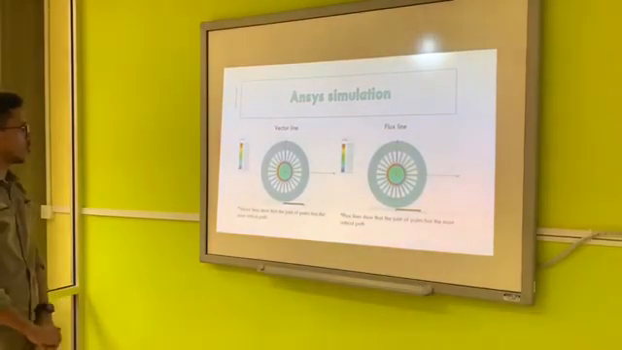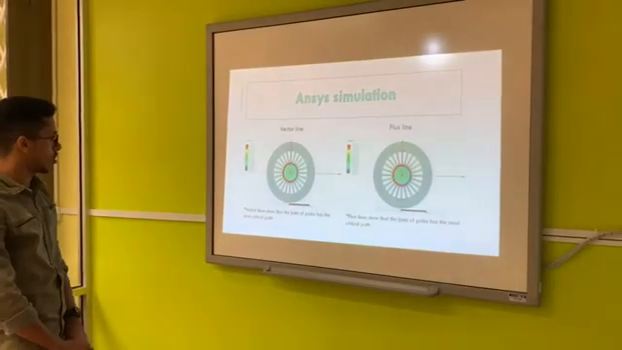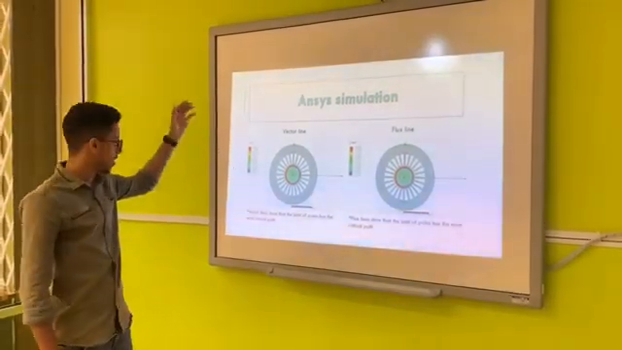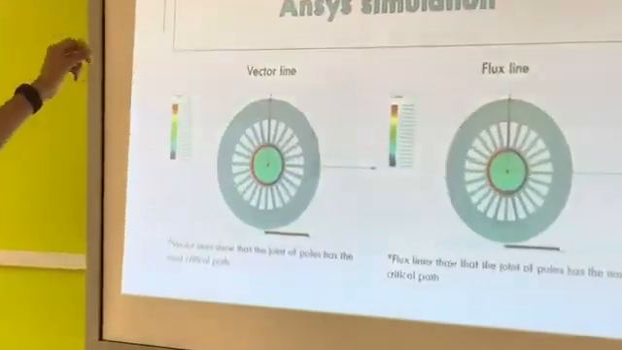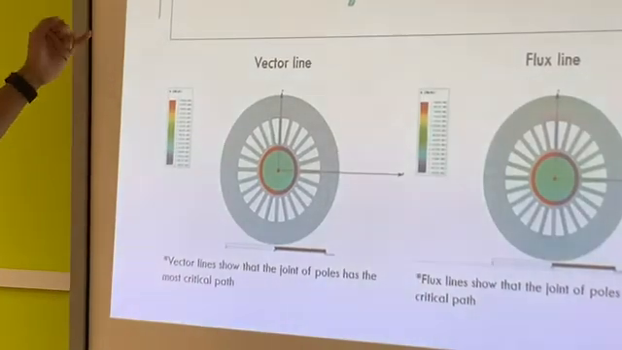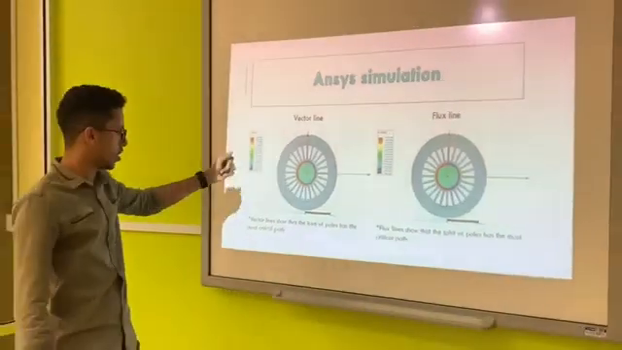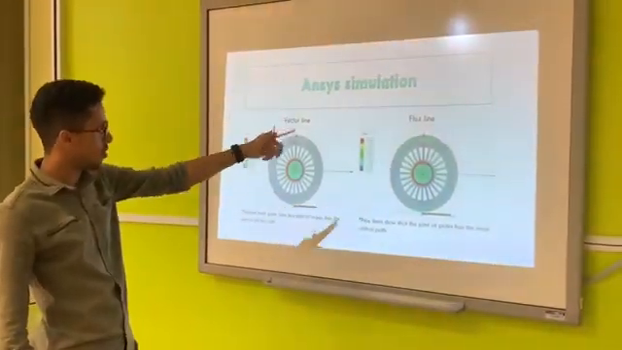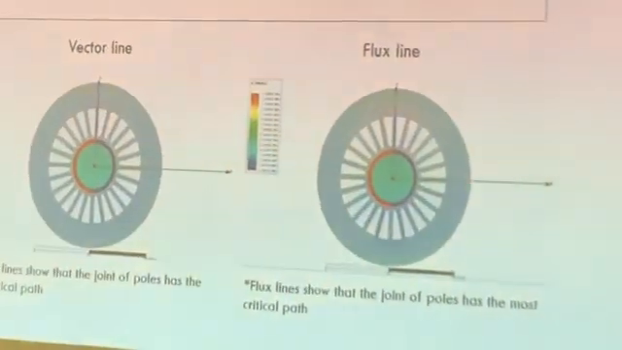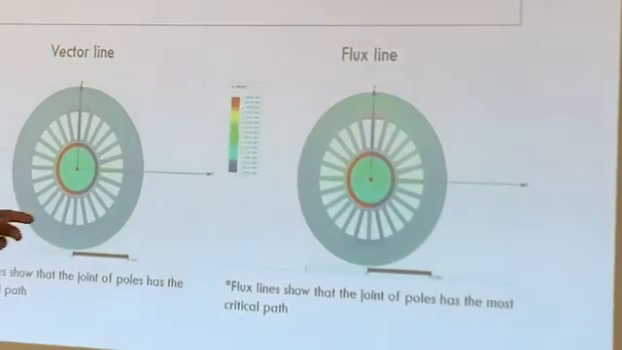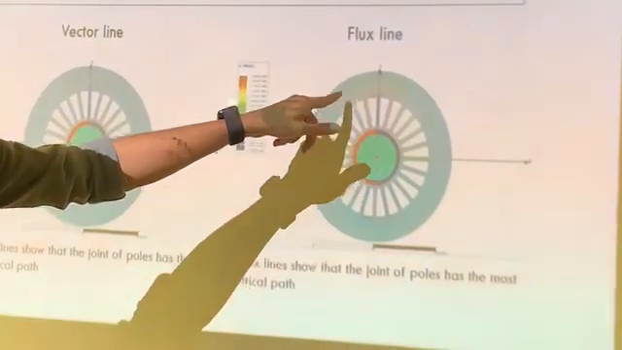The ANSYS simulation shows the vector line and flux line here. We can see clearly that the vector lines show that the joint of the poles is the most critical path, which is the red color. The value here is 2.4 as the highest value, and the negative of the same value is the blue one. For the flux line, we have the same value and it shows the same effect, between the poles. We have 2 poles, and we can see clearly that the critical value only appears between the 2 poles.